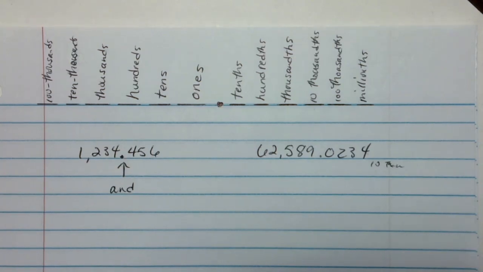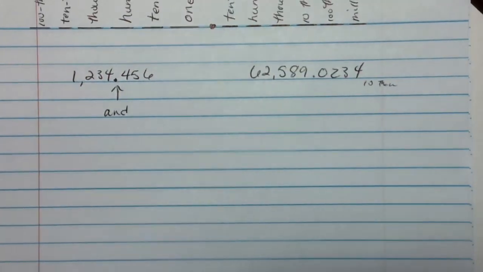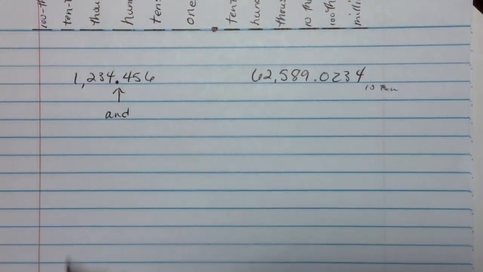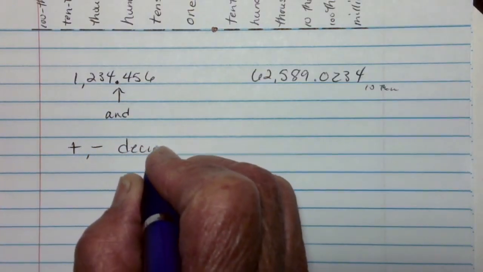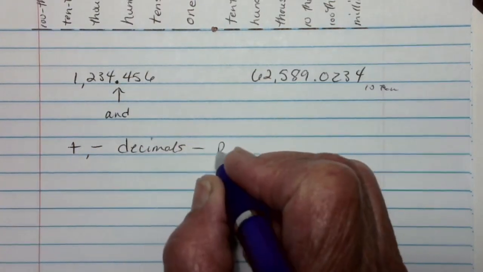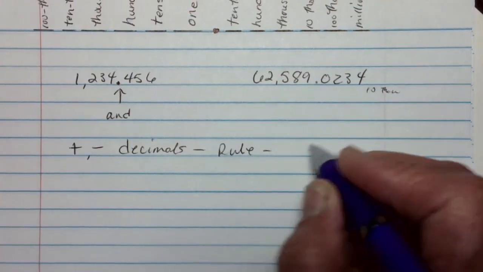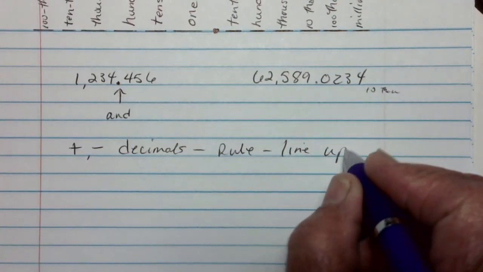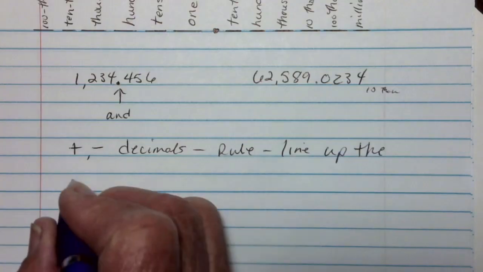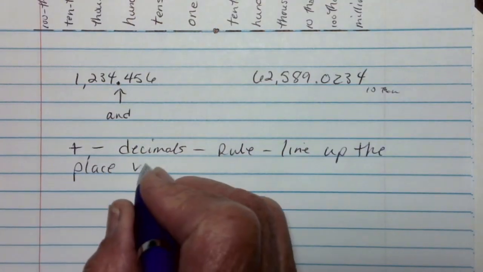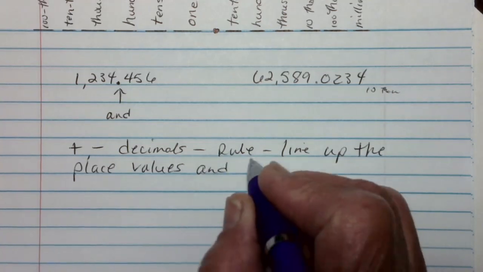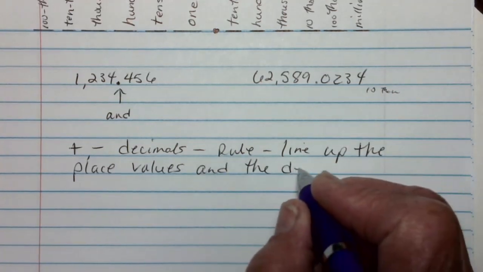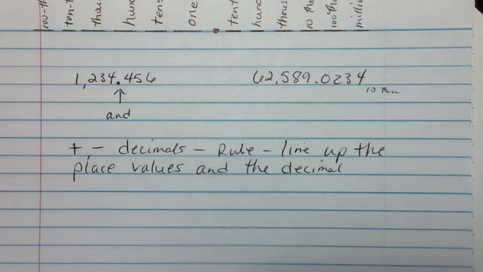Now then, if you have your composition notebook and you're taking notes, here's what you're going to put in your notes. Add, subtract, decimals. Here's the rule. Line up the place values and the decimal. If you line up the place value, the decimal will be lined up.